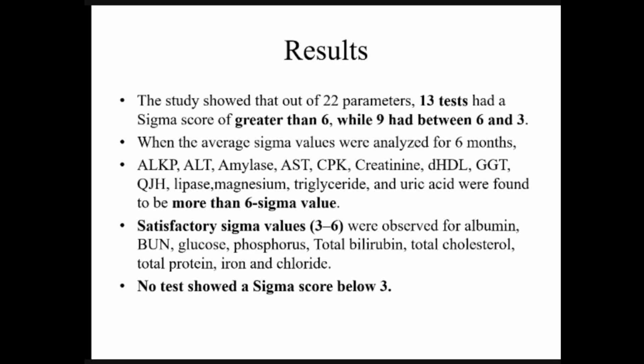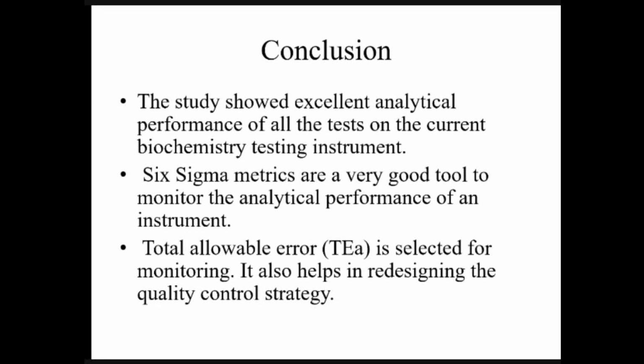When the average sigma values were analyzed for 6 months, alkaline phosphatase, alanine transaminase, amylase, AST, CPK, creatinine, HDL, GGT, lipase, magnesium, triglyceride, and uric acid were found to be more than 6 sigma. Satisfactory sigma values, that is between 3 and 6, were observed for albumin, blood urea nitrogen, glucose, phosphorus, total bilirubin, total cholesterol, total protein, iron, and chloride. No test analyte showed a sigma score below 3. So the study showed excellent analytical performance of all the tests on the current biochemistry testing.